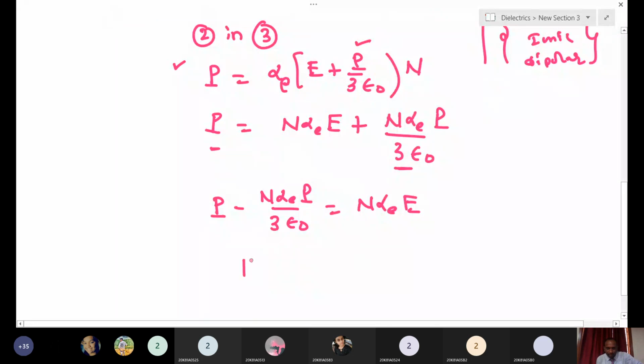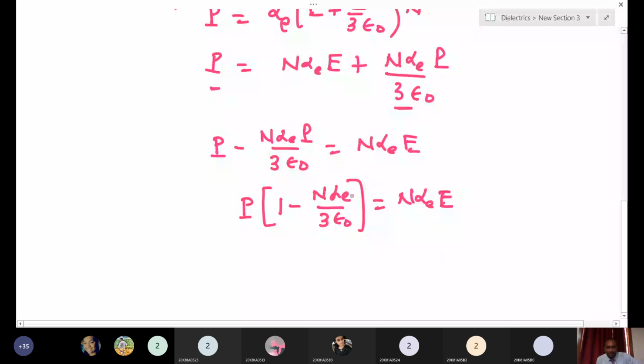Yes, we can take this P outside. Now we get 1 minus n alpha E by 3 epsilon naught. Next we simplify and send this term to the right-hand side. Capital P is equal to n alpha E into E divided by 1 minus n alpha E by 3 epsilon naught. Let's call this equation 4.